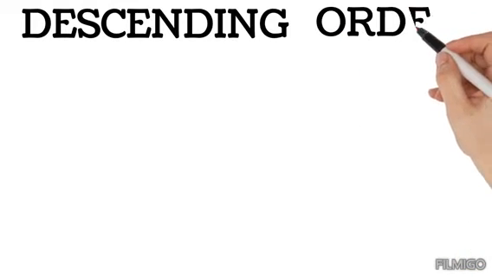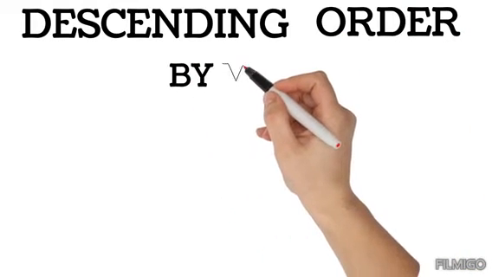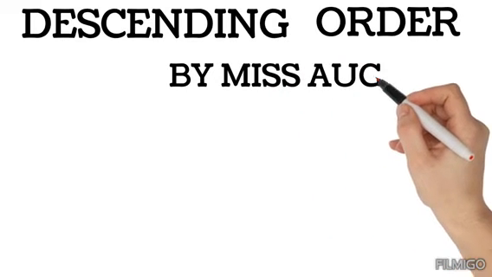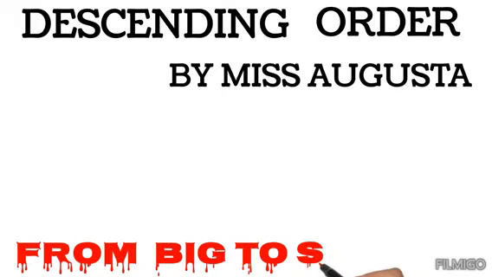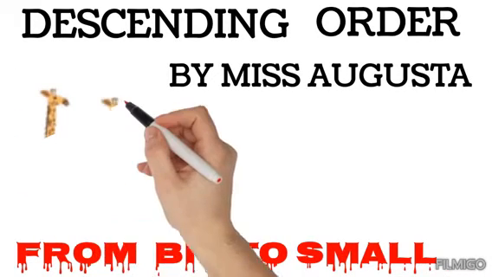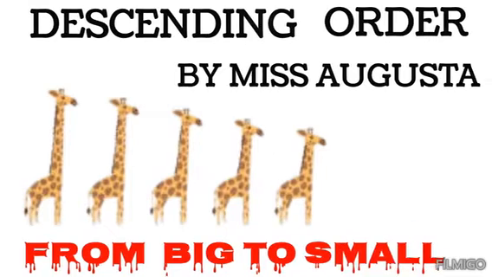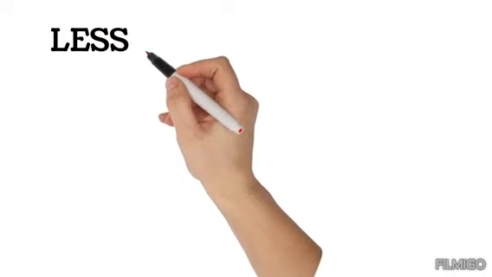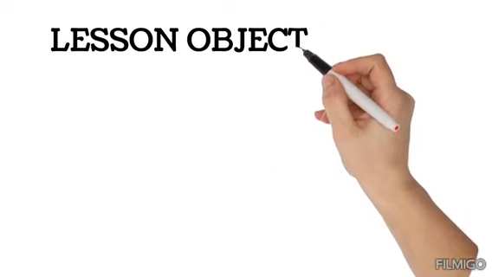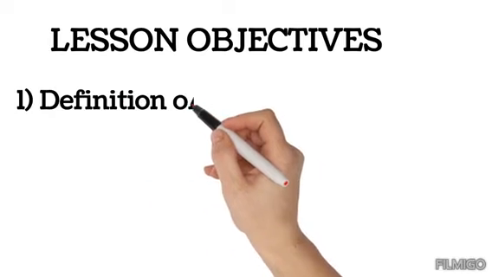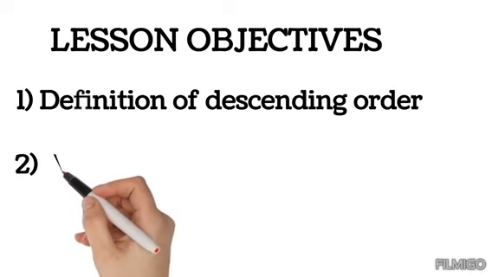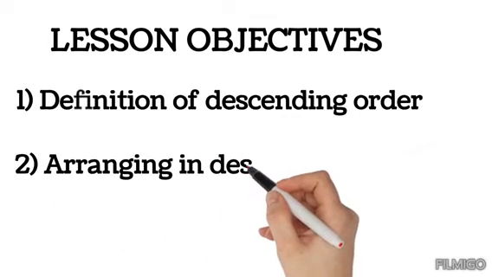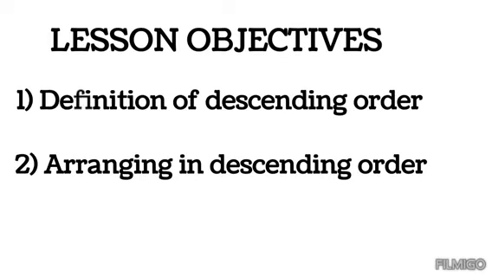Today I'll be taking us on descending order, which is from big to small. Now let's start with our lesson objectives. What are the things we're going to learn in this video? Number 1, definition of descending order. Number 2, arranging in descending order.